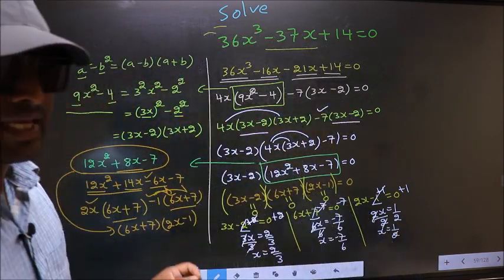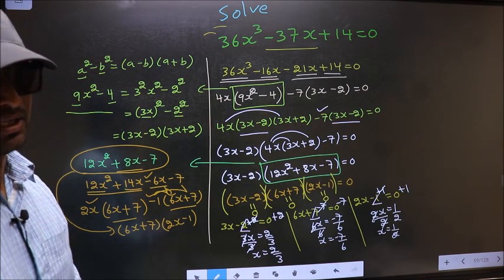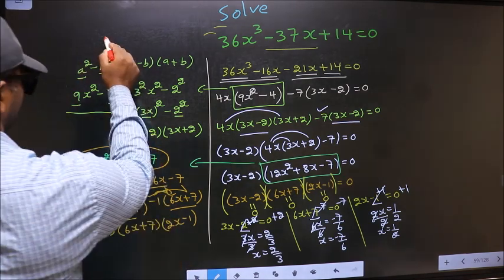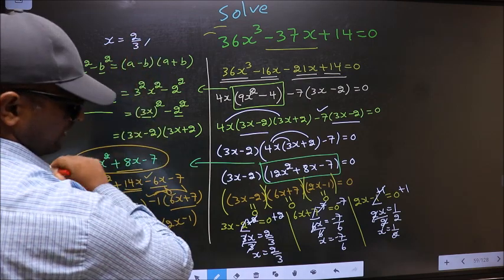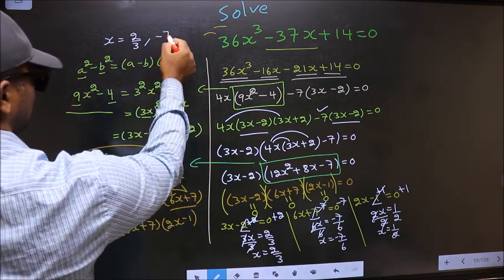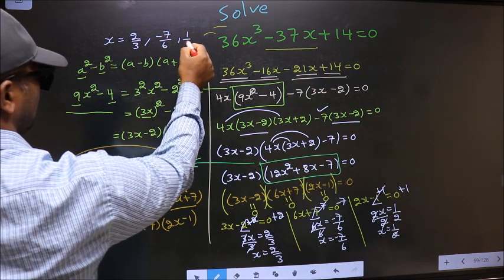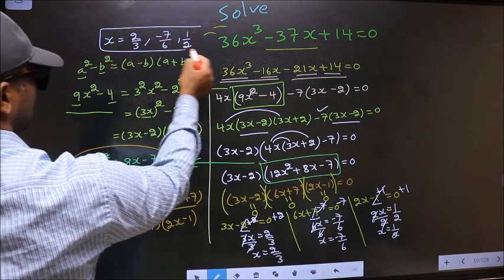So the x values that we got are 2 by 3, minus 7 by 6 and 1 by 2. This is our answer.